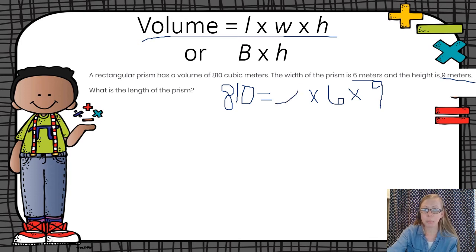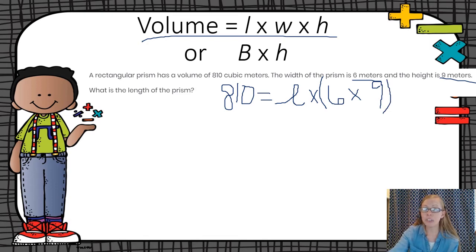Well, I'm just going to put in an L here, cursive L, so it doesn't look like a 1. Length times 6 times 9 is going to equal 810. I can figure out the length by solving for this missing piece. I'm going to start with what I know. They gave me our width and our height. I can start to multiply these together.